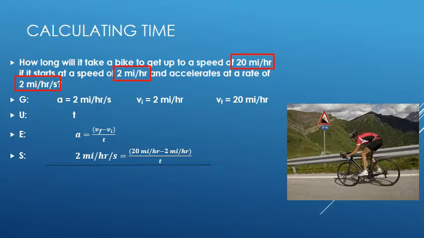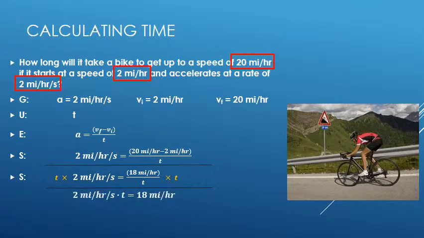Let's simplify this. We can do the parentheses first. 20 miles per hour minus 2 miles per hour is 18, so this simplifies to 2 miles per hour per second equals 18 miles per hour divided by time. And once again, I don't like having a fraction, so I'm going to try to get rid of the t. Since I'm dividing by t, I should multiply by t. And since I multiply the right side by t, I need to multiply the left side by t.